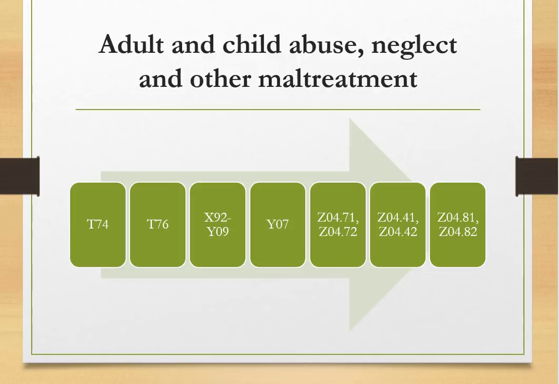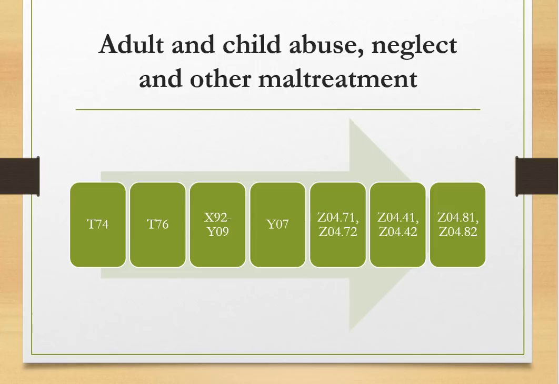All right, guys, almost done. This is another long one. Adult and child abuse, neglect, and other maltreatment. So in these particular situations, you're going to sequence first the appropriate code from T74 or T76. T74 is adult and child abuse, neglect, and other maltreatment confirmed, while T76 is the same code, but it's suspected. So T74 is confirmed, T76 is suspected.